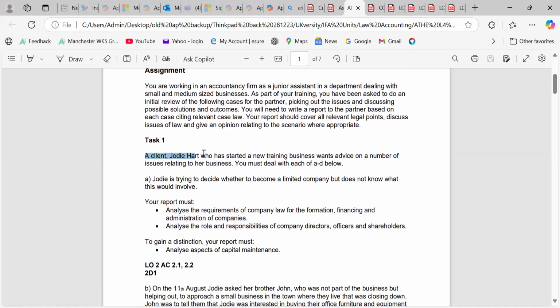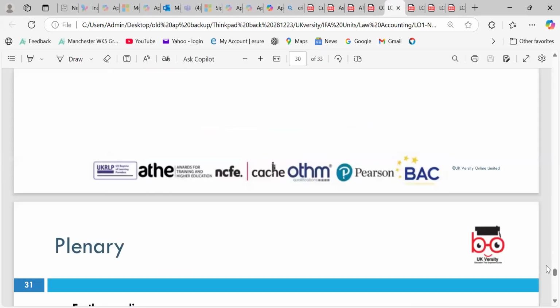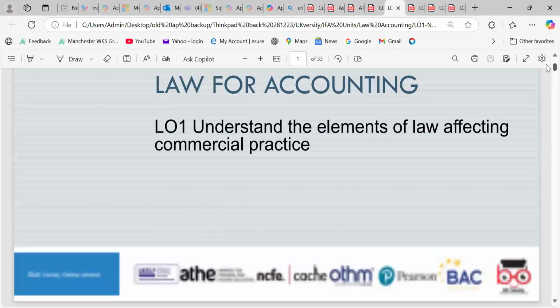In this case, the client wants to start a new training business and wants advice on a number of issues relating to her business. So you are going to advise, and you must deal with each of the following. These are all the assessment criteria which we need to look at. And if you look underneath, you've been given LO2, which means lesson 2. If you open the lesson 2 slides, please, when you do these.